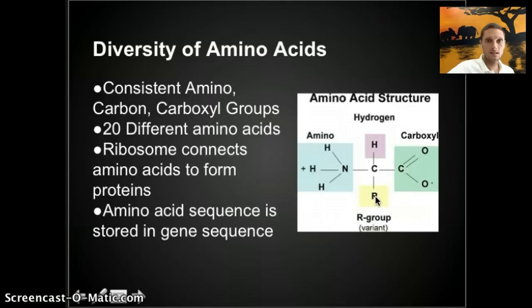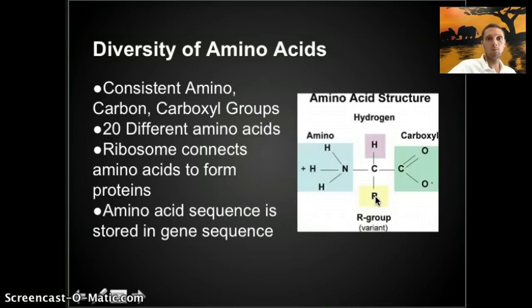Sometimes these amino acids can be slightly modified. For example, in collagen, the amino acid proline is converted to hydroxyproline. And this makes the collagen more stable.